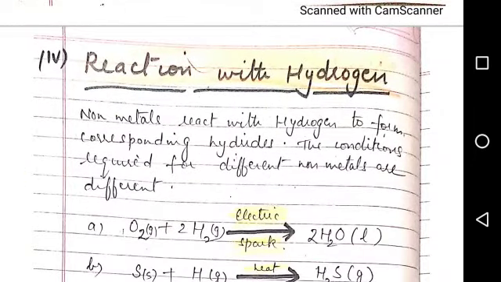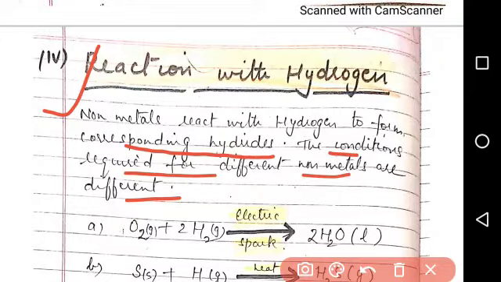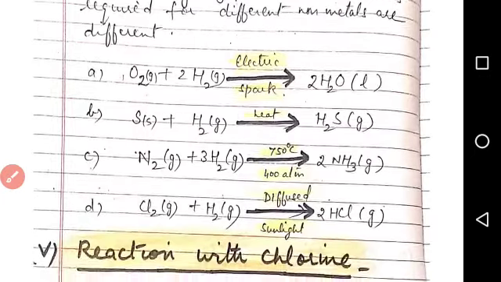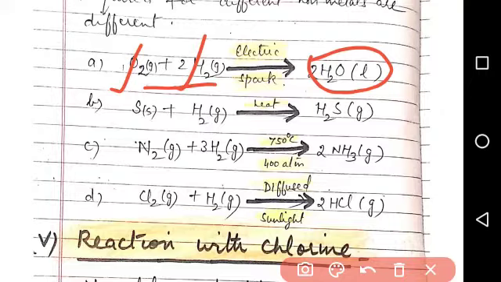Next property is reaction with hydrogen. Non-metals react with hydrogen to form corresponding hydrides. The conditions required for different non-metals are different. For example, first example is oxygen: O2 plus H2 forms H2O, water, which is a liquid. These oxygen and hydrogen gases react when an electric spark is produced in these gases, so they react to form water, H2O.